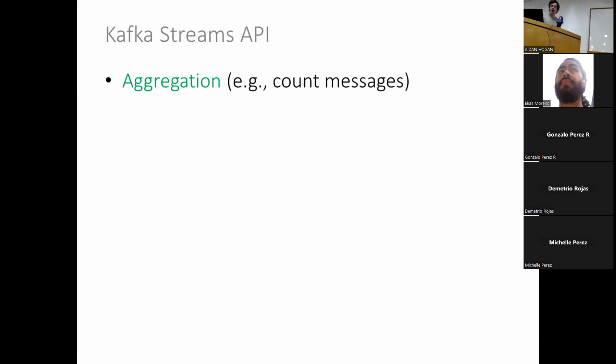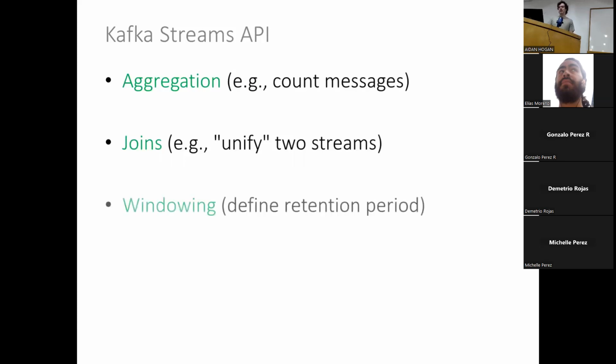There are some additional features that the Stream API allows to support. So we can have, for example, some sort of aggregation functions that allow us to count messages. We have joins to unify two streams. If we have two different streams of information and we want to unify them, maybe based on place, or based on a person, or based on whatever it might be. And we also have windowing, so we can define some windows, which are periods or intervals in a topic that we can define, read, and then process.